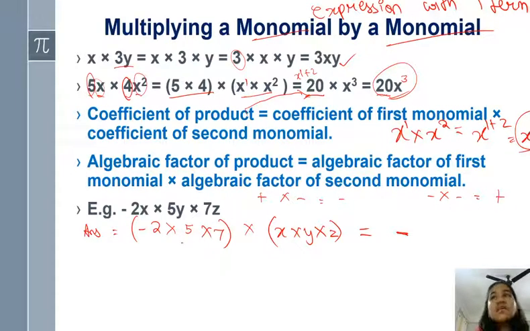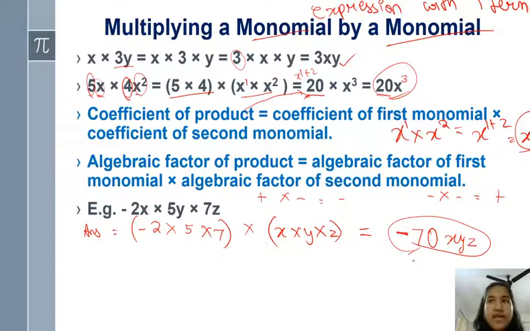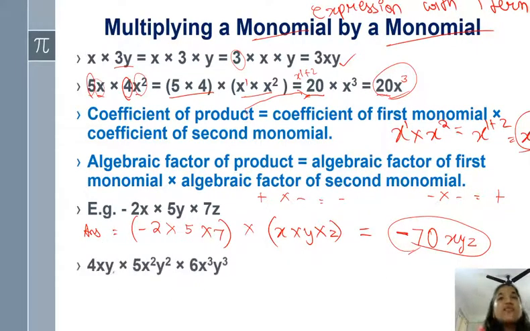So minus, now 2 into 5 is 10, 10 into 7 is 70, minus 70. x into y into z is nothing but xyz. So we have come up with our answer: it's minus 70xyz. Another example: 4xy into 5x square y square into 6x cube y cube.